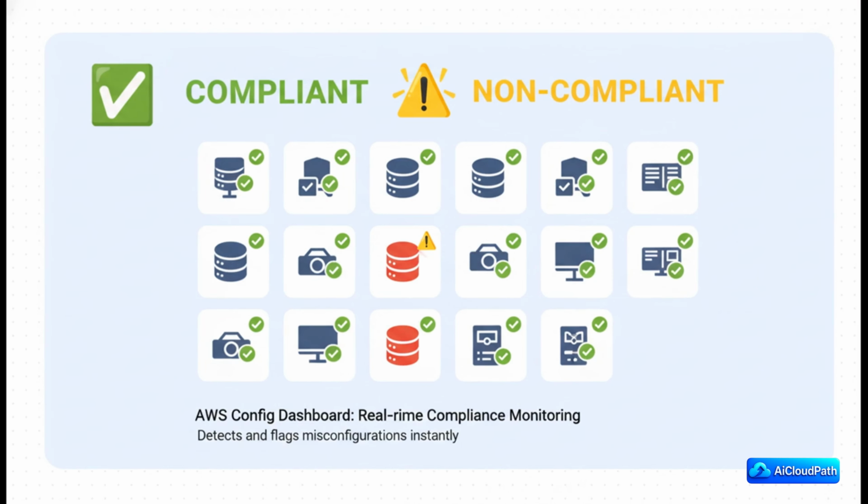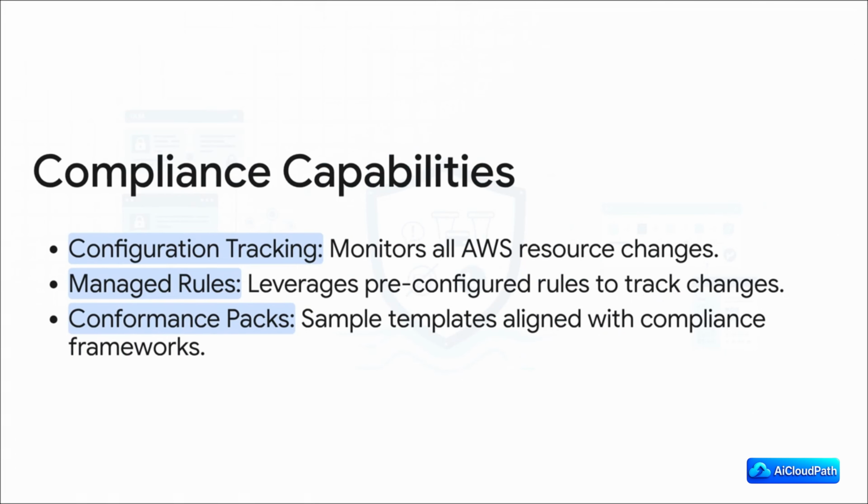And you can really see the value of AWS Config when you look at it like this. On the left, everything's great. That's a compliant state, where all your resources are configured just the way your security policies say they should be. But if someone, even by accident, misconfigures something, boom, Config immediately detects it, flags the whole environment as non-compliant, and tells you exactly what you need to go fix. It's totally automated oversight.